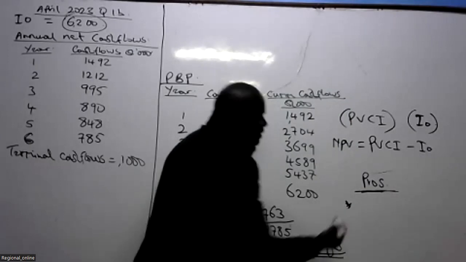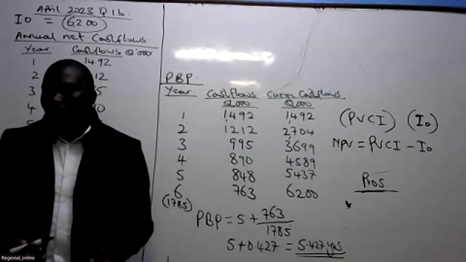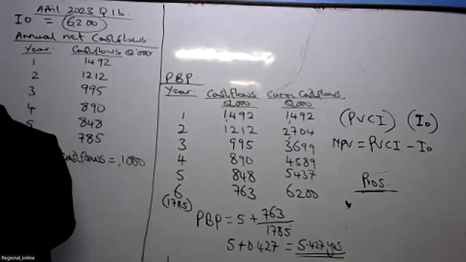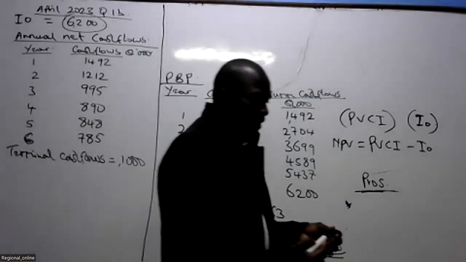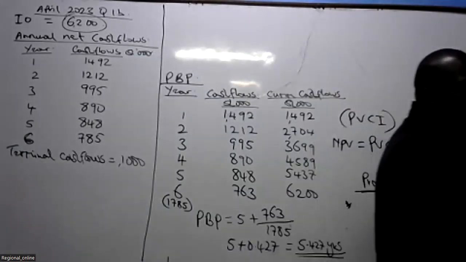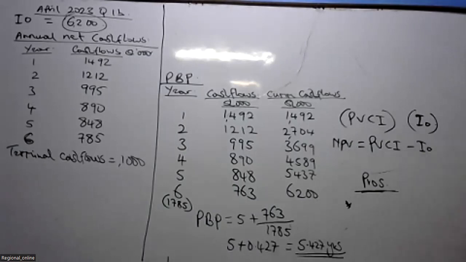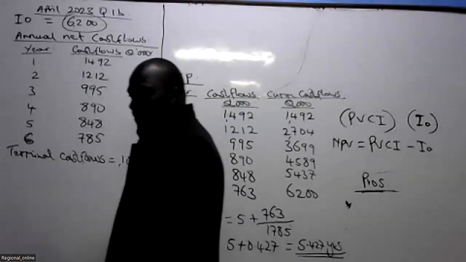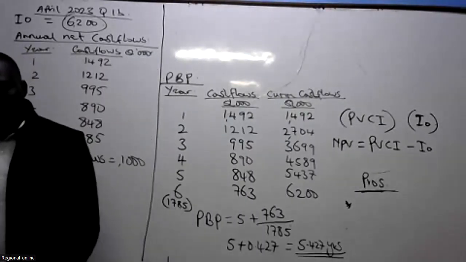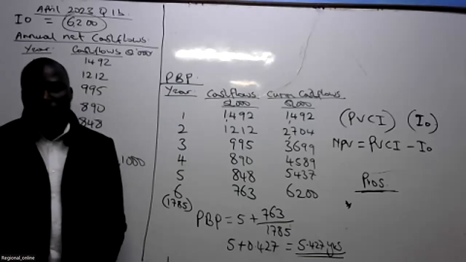Now, just say below, refer to, write it, don't be afraid, refer to qualities of a good investment appraisal technique. I hope you're not telling me to refer.